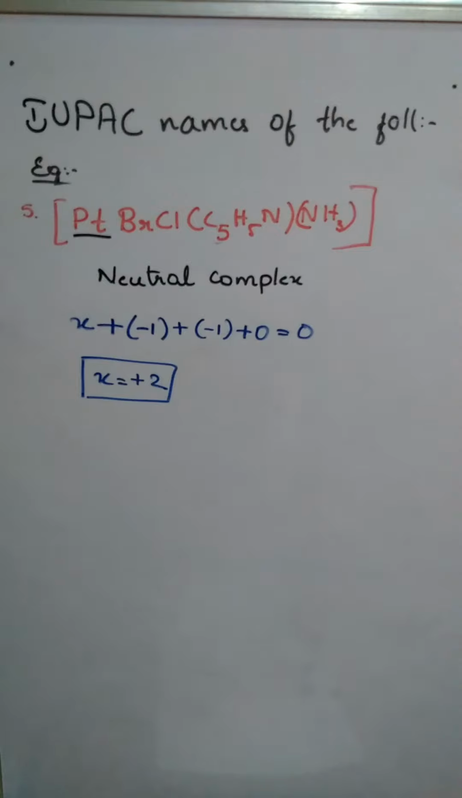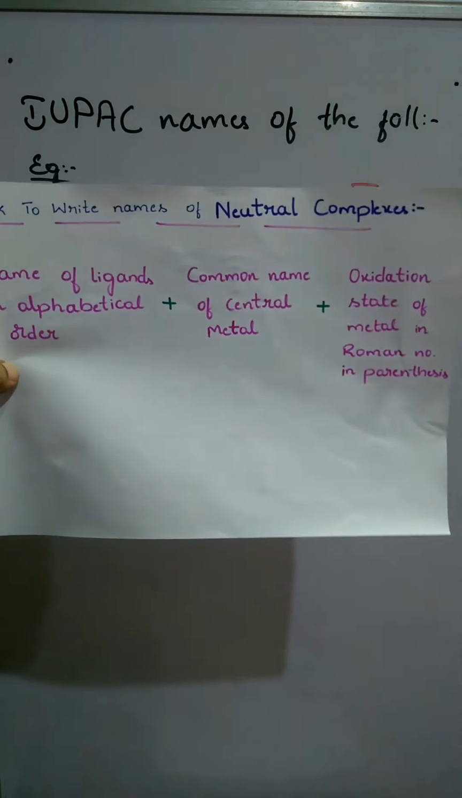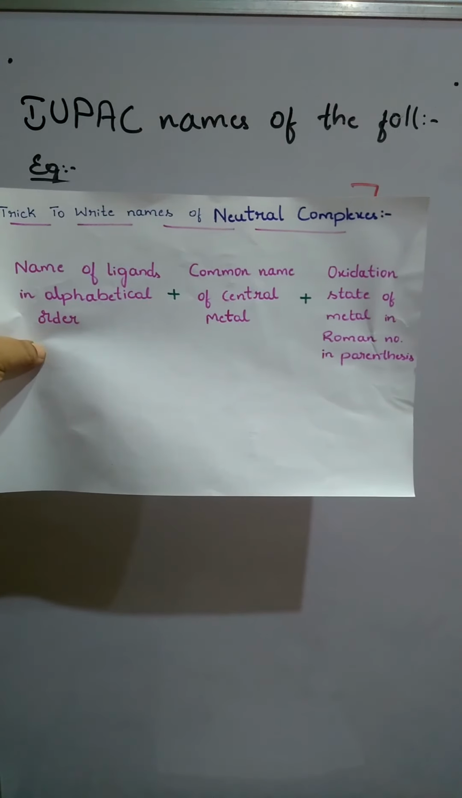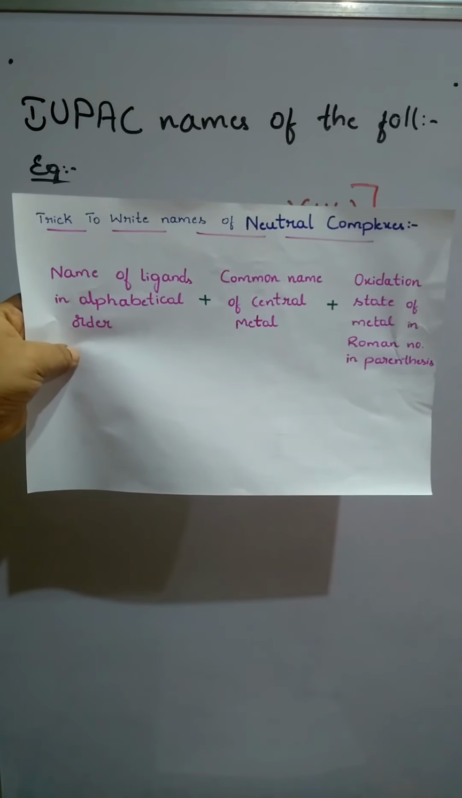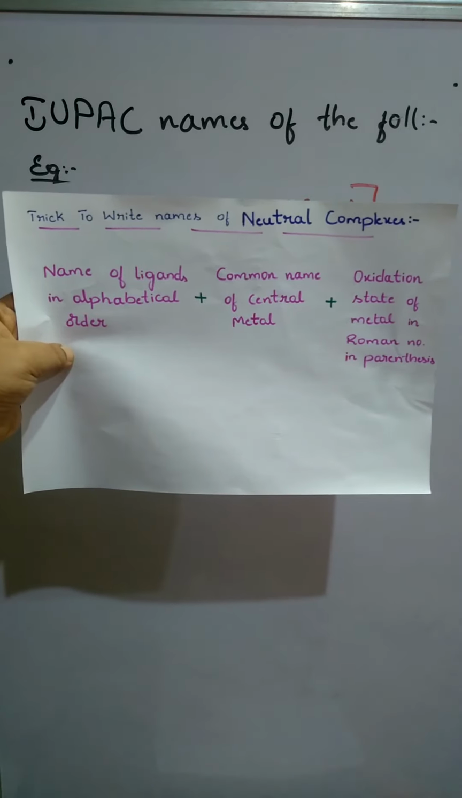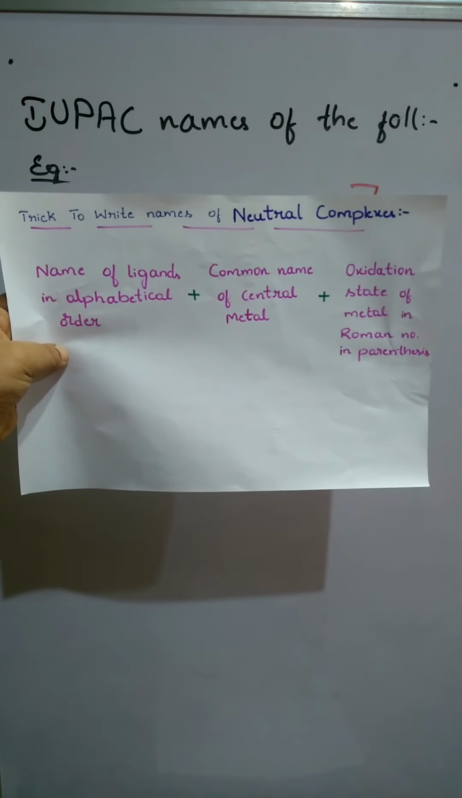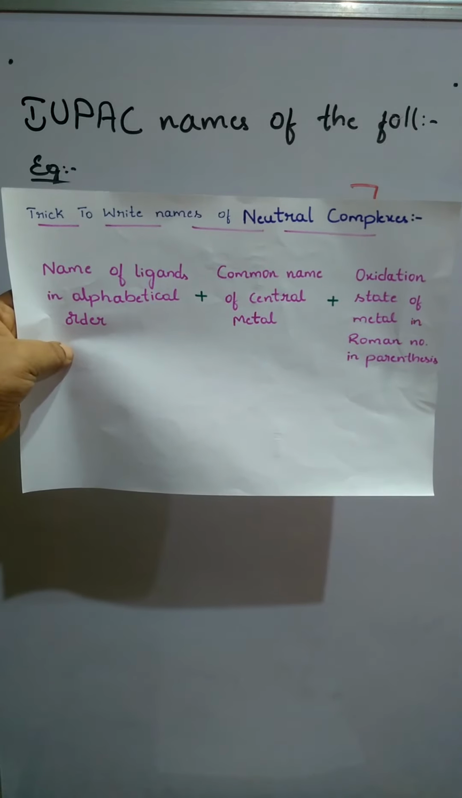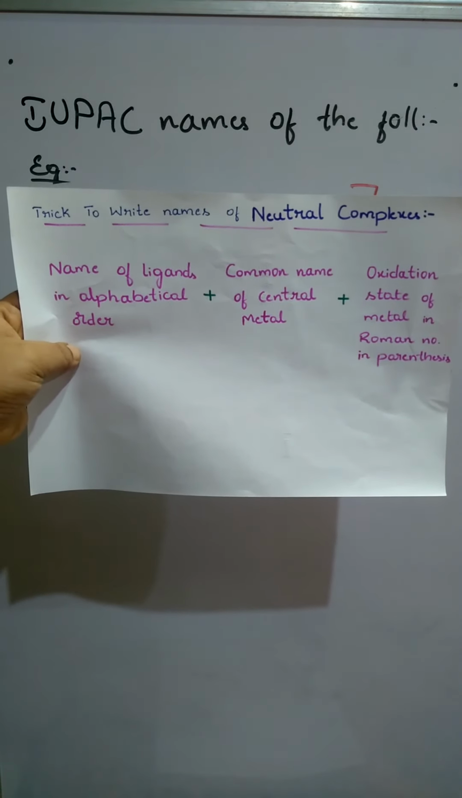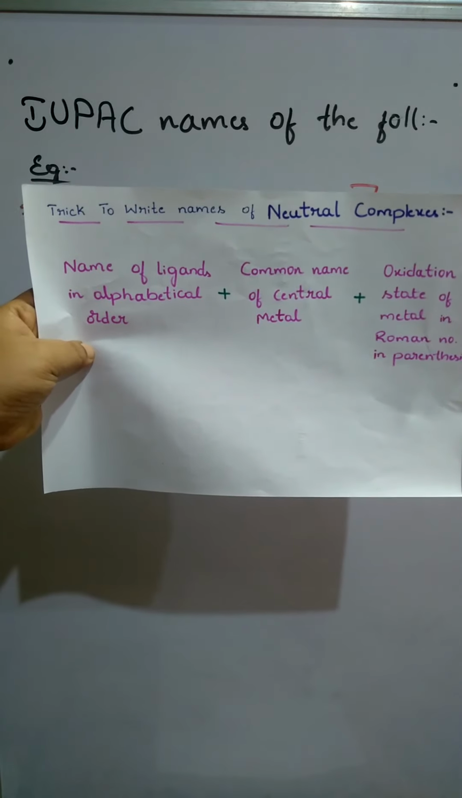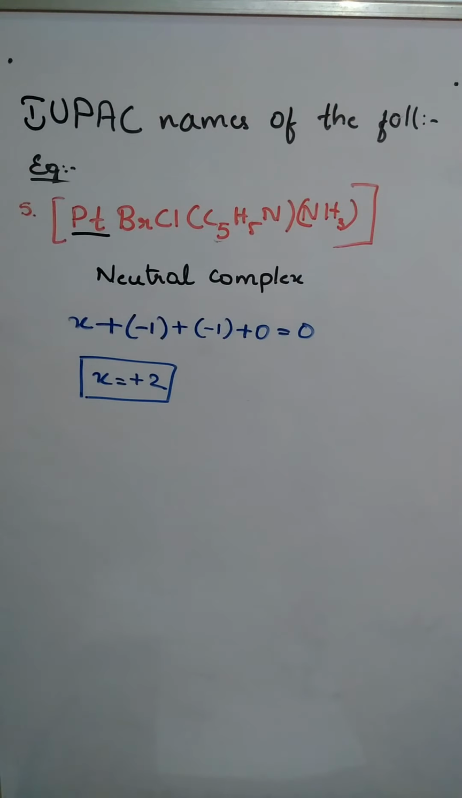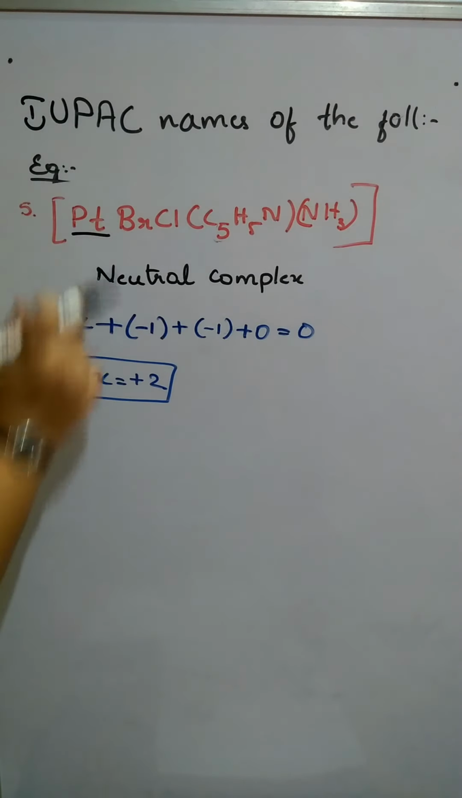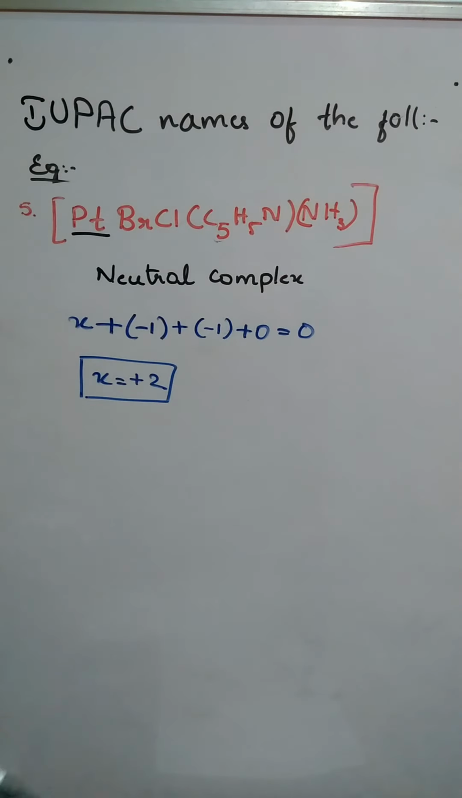So the formula or the trick we have used. So that trick we shall see. Here there is no space between anything. So it is name of the ligand in alphabetical order, plus common name of central metal. That is common name in the sense the name whatever we know, that's it. And oxidation state of metal in Roman numbers in parenthesis. So this is about the formula here. Next we shall solve that one by using this trick. So we should write the ligands in alphabetical order first.